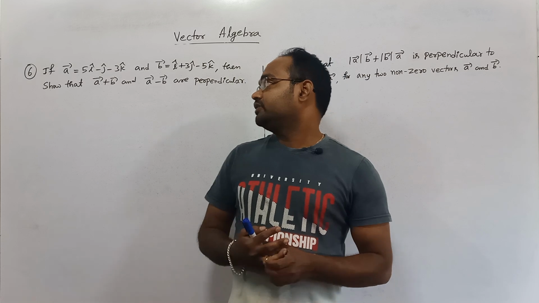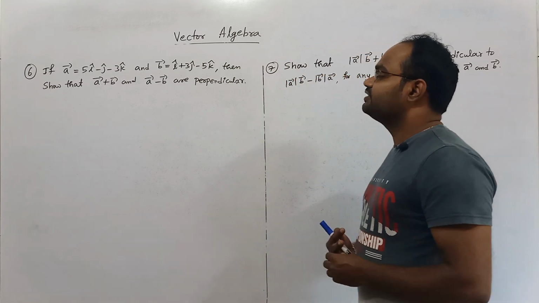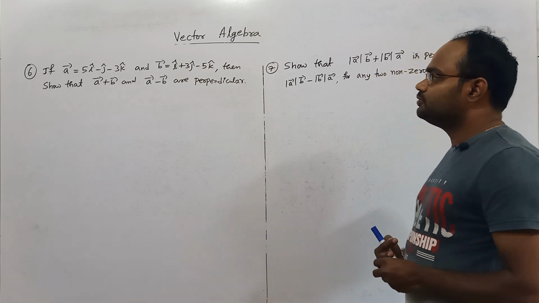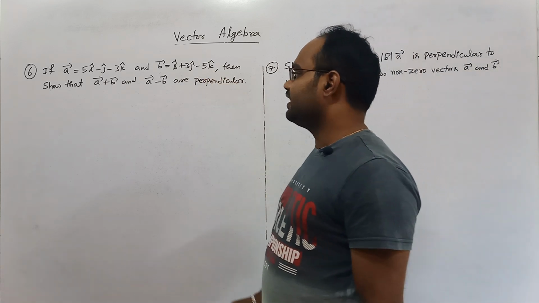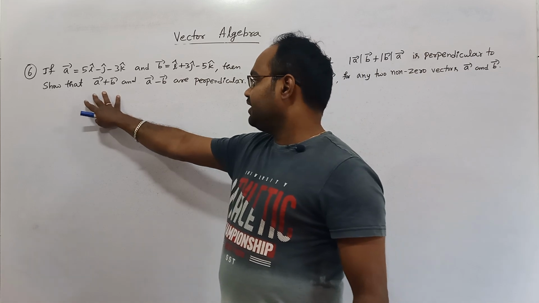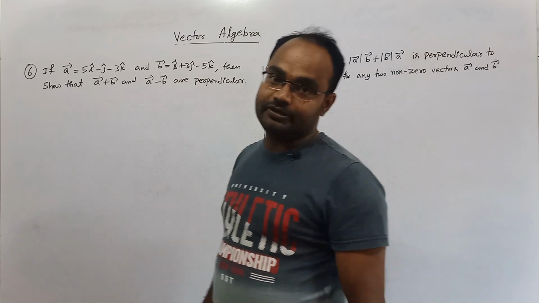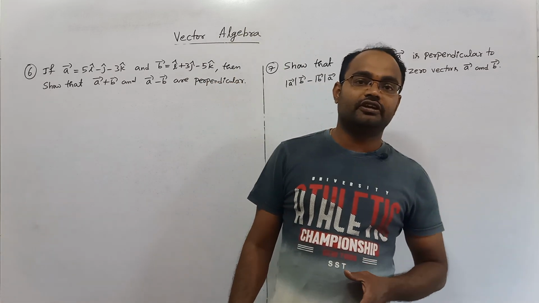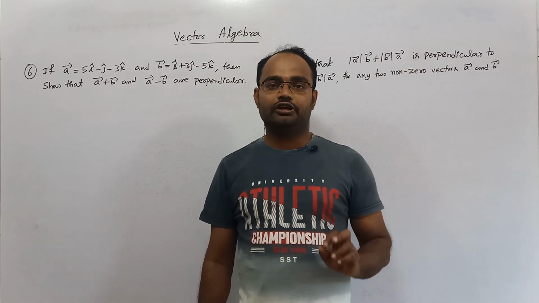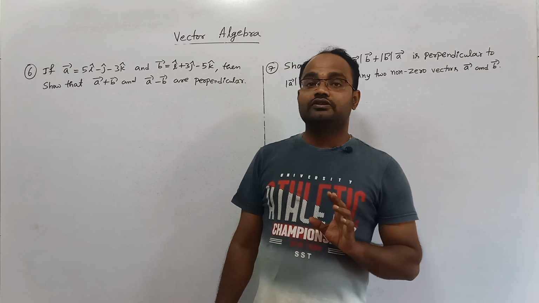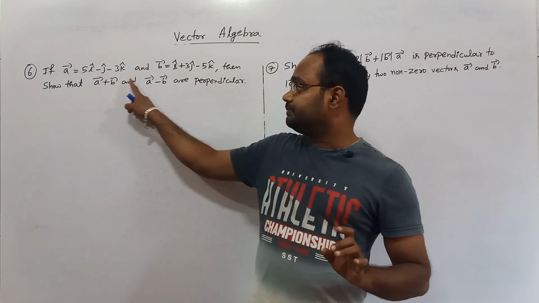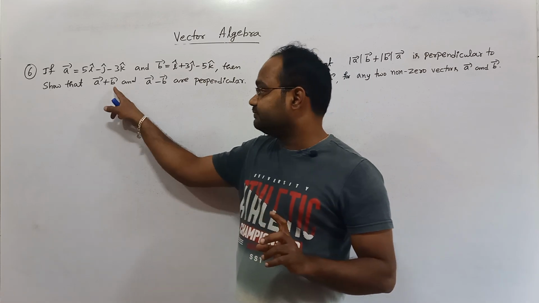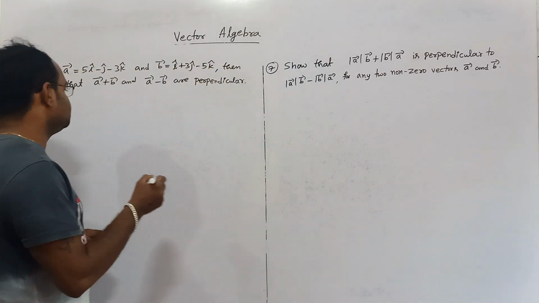ನೋಡ್ತಾ ಹೋಗೋಣ. So first one, if vector A is equal to 5i minus j plus minus 3k hat and vector B is equal to i plus 3j minus 5k hat, then show that A plus B and A minus B are perpendicular. So ನಮಗೆ ಲಾಸ್ಟ್ ವಿಡಿಯೋದಲ್ಲಿ ನೋಡಿದ್ವಿ, if the vectors are perpendicular, their scalar product is 0, dot product will be 0. ಸೊ ಇಲ್ಲಿ ವೆಕ್ಟರ್ಸ್ A plus B and A minus B ಇವೆರಡನ್ನ ಪರ್ಪೆಂಡಿಕ್ಯುಲರ್ ಅಂತ ಪ್ರೂವ್ ಮಾಡಬೇಕು. ಲೆಟ್ ಅಸ್ ಫೈಂಡ್ ದಮ್ A plus B and A minus B.